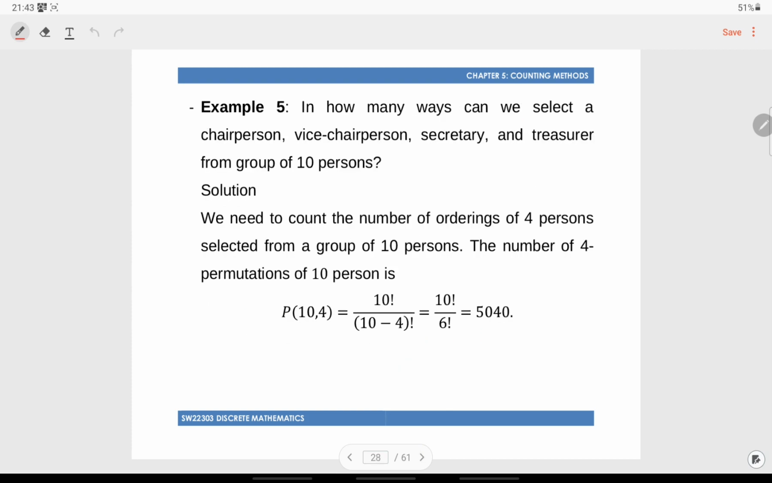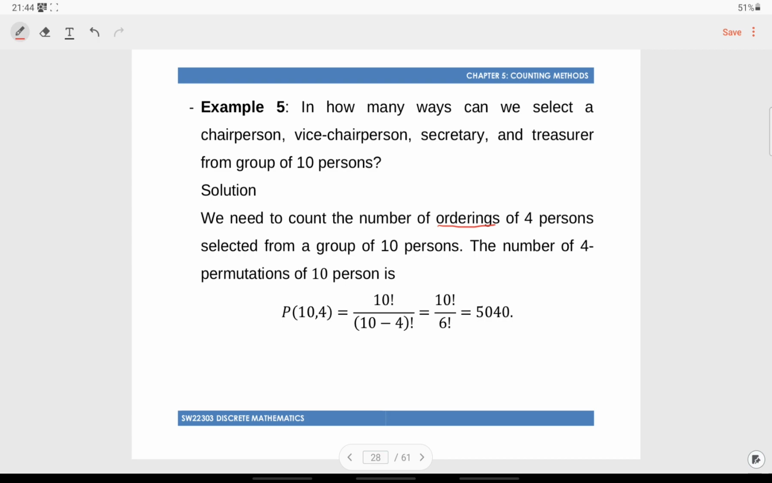Now we move to example number 5. In how many ways can we select a chairperson, a vice chairperson, a secretary, and a treasurer from a group of 10 persons? Look at the solution. We need to count the number of orderings of 4 persons selected from a group of 10 persons. The order is: the first position is the chairperson, the second position is the vice chairperson, the third position is the secretary, and the fourth position is the treasurer.